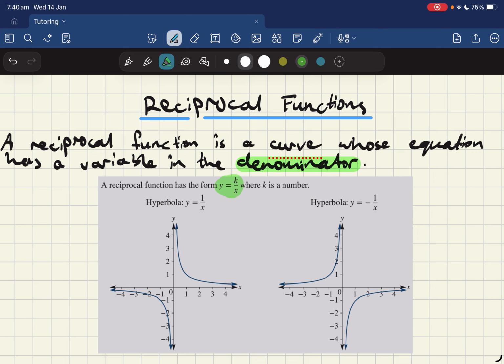Now, k is just a number. This can take on a whole value, different sort of constants. So k can be 1, it can be 5, it can be 2, it can be -1. But our general reciprocal function, or what we call a hyperbola when we graph it, comes in the form of y equals 1 over x. That's basically the simplest hyperbola. Now, in order to understand a reciprocal function, we want to look at how these two variables interact.